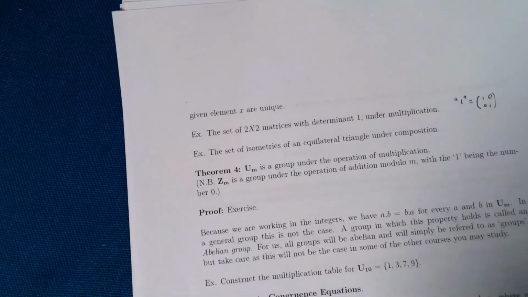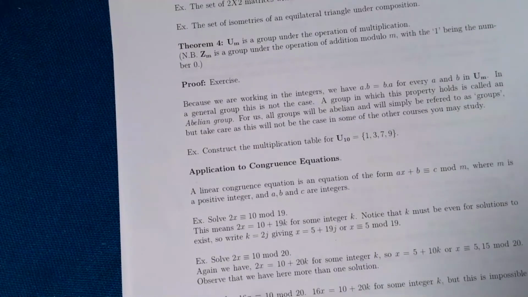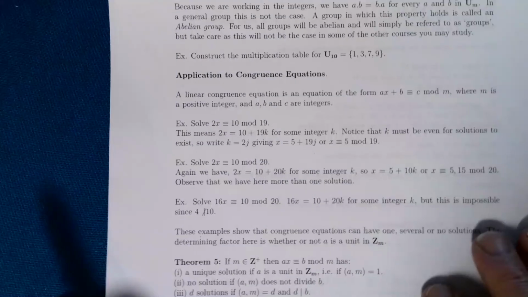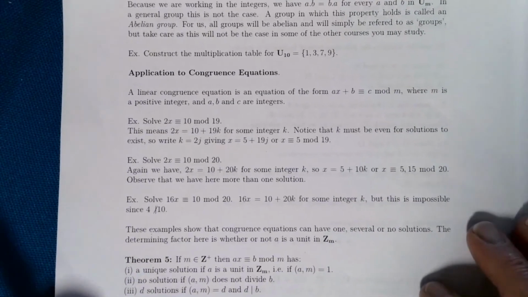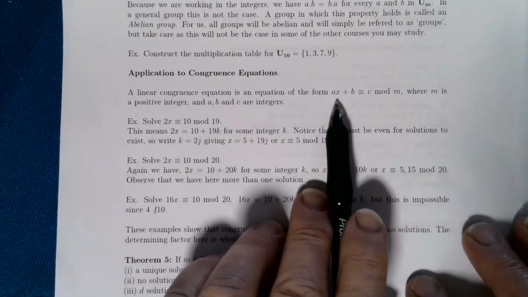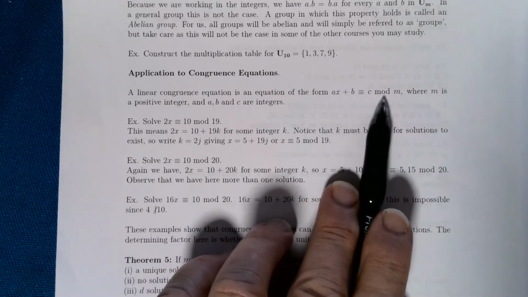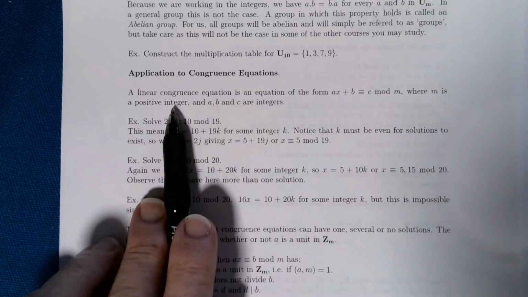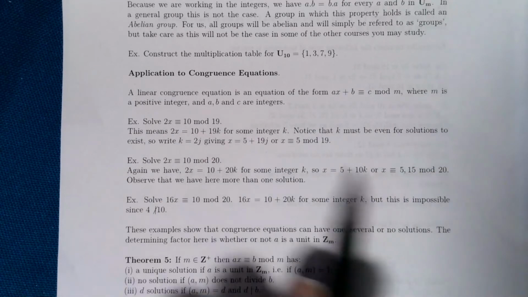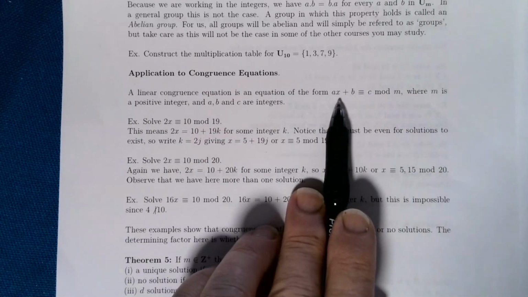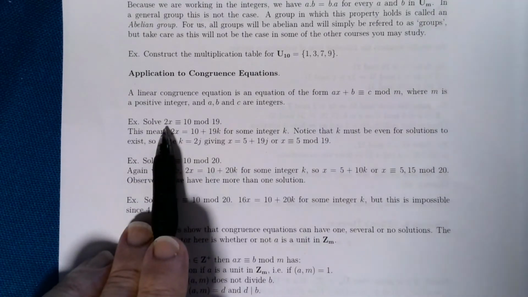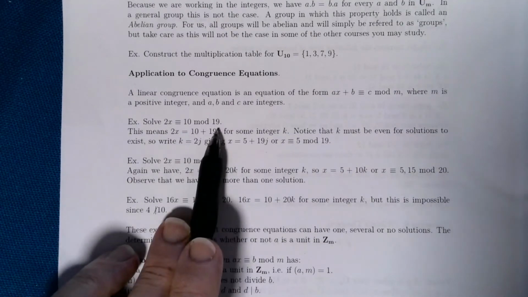Well, I wanted to come back and look at congruence equations, since we've been talking about congruences. A linear congruence equation is an equation of the form ax plus b is congruent to c mod m. So m is your modulus, that's a positive integer. a, b and c are integers, and x is the unknown that we're trying to find in the equation. There are various ways of solving these, just a couple of examples. I'm going to solve 2x is congruent to 10 mod 19.